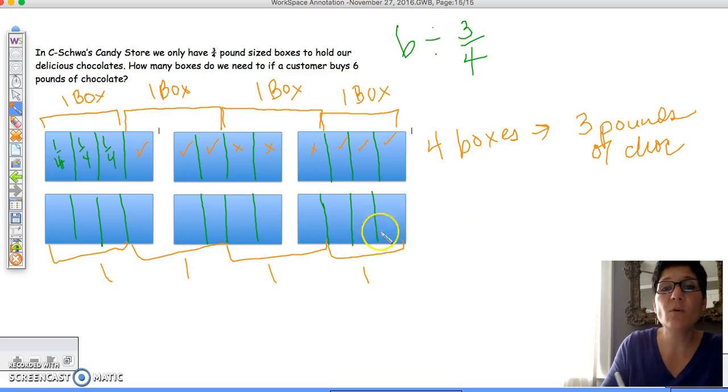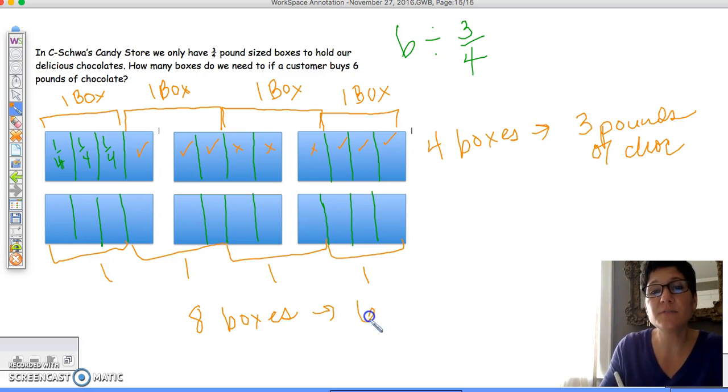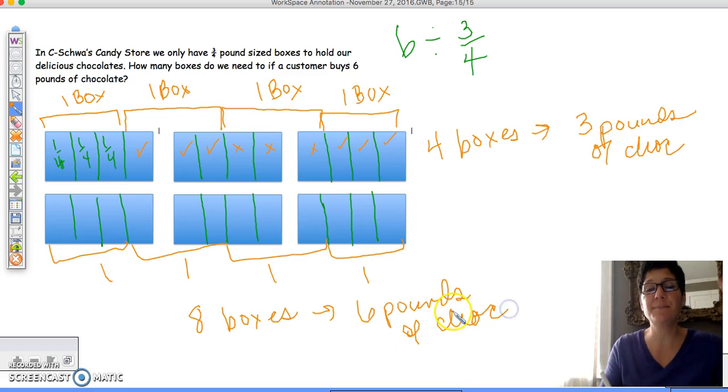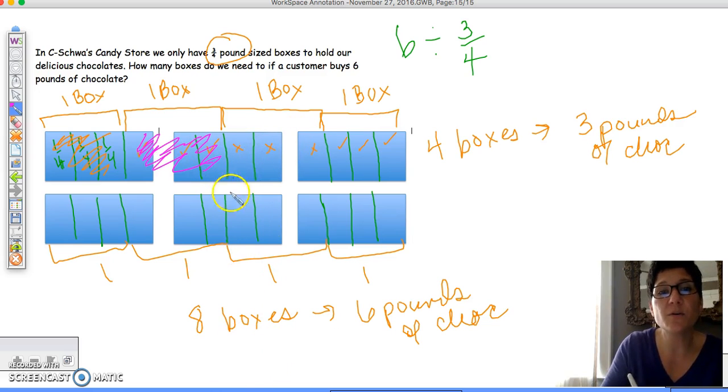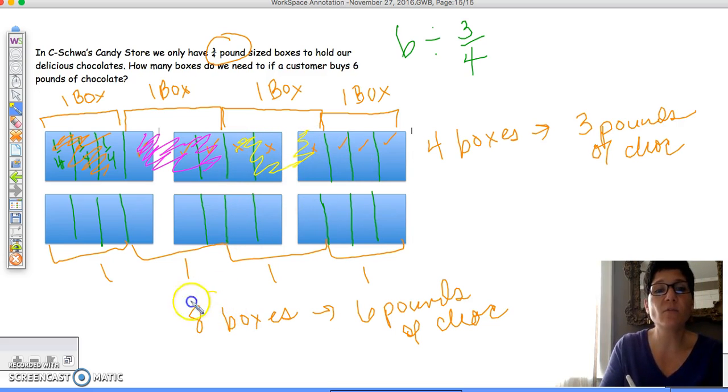So that means we need a total of how many boxes? I hope you guys are saying 8 boxes will cover us for 6 pounds of chocolate. So think about that. We need 8 boxes to fill 6 pounds of chocolate because each box represents 3/4 of a pound. So this right here is 3/4 of a pound, this one here. That's another 3/4. This one over here, that's another 3/4, and so forth. And it turns out that we need a total of 8 of them.